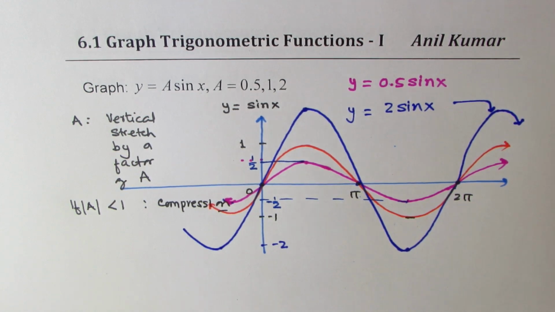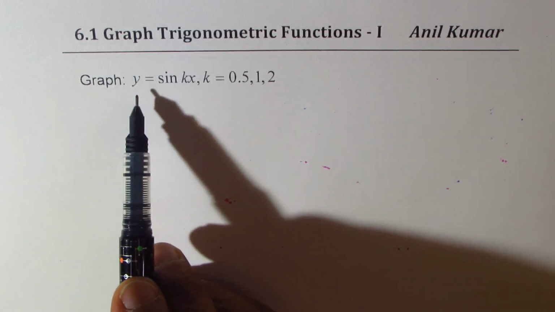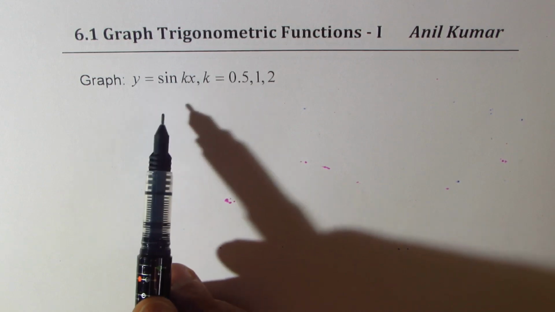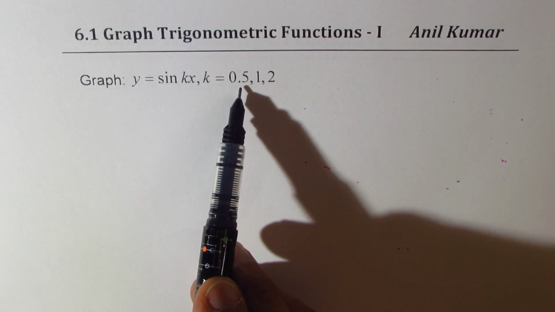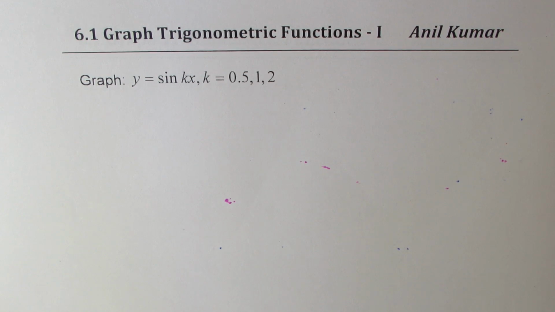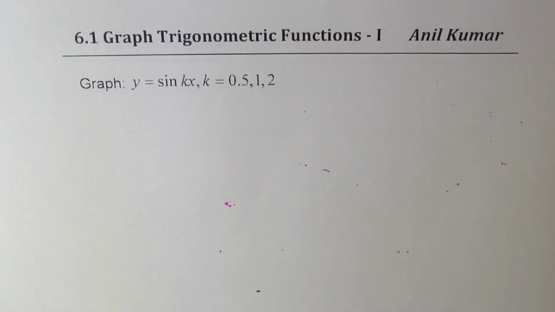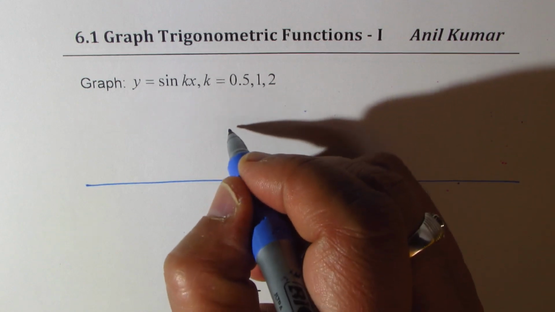So now we'll move on and see what happens if we do something with the x part of it. That is to say, what is going to be the effect of k in the equation y equals sine kx. So we'll take up 3 values of k, which is 0.5, which is as good as half, 1 and 2, and then see what really happens when the k value changes and all other things remain the same. So now let's once again sketch the sinusoidal function.